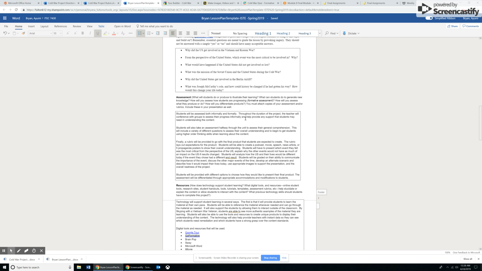So the unit itself is a self-guided unit. It expects the students to be self-directed learners. They have a variety of different videos, illustrations, and a map to look at in order to gain a better understanding of the material.